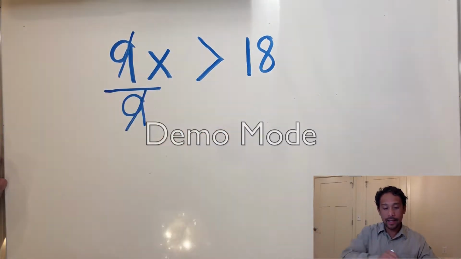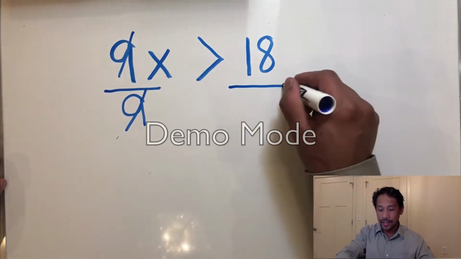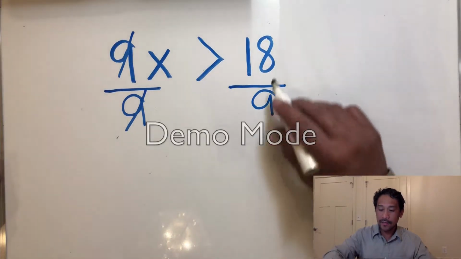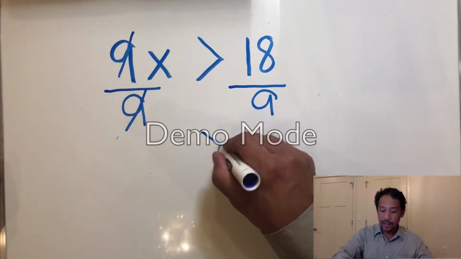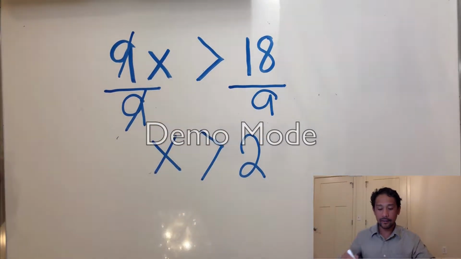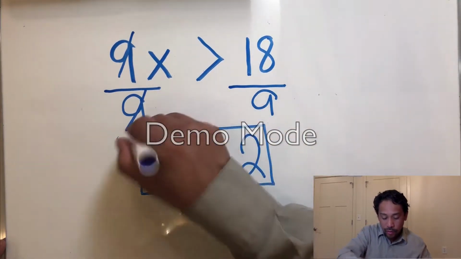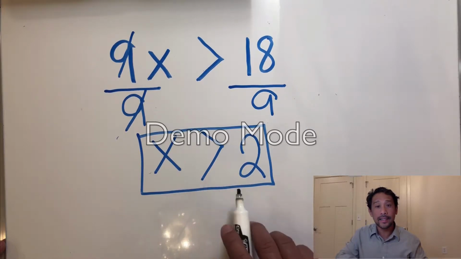This 9 cancels out. What I do to one side of the equation, I have to do to the other side of the equation. So I will divide by 9 over here. 18 divided by 9 equals 2. I will bring down the inequality here, and of course, I will bring x here, which is all by itself. Now my final solution would be x is greater than 2.